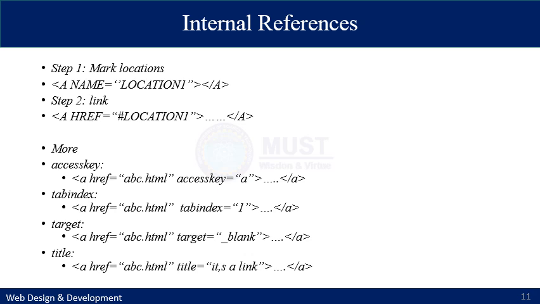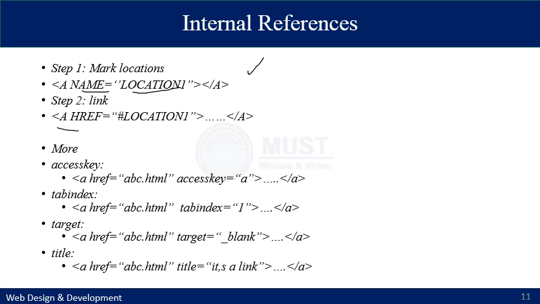Similarly, internal references can be made. That means you can also link your anchors to a specific location in the page. For this, you have to specify two steps. Number one, you have to mark the location. So in this case, we have marked the location using an A tag, and we have named the location as location 1. From anywhere other than this location, we can use a link.